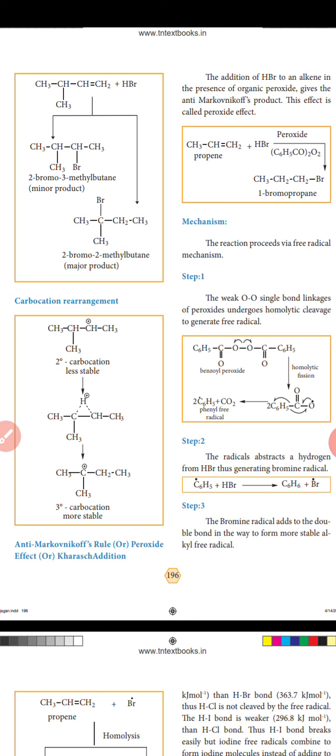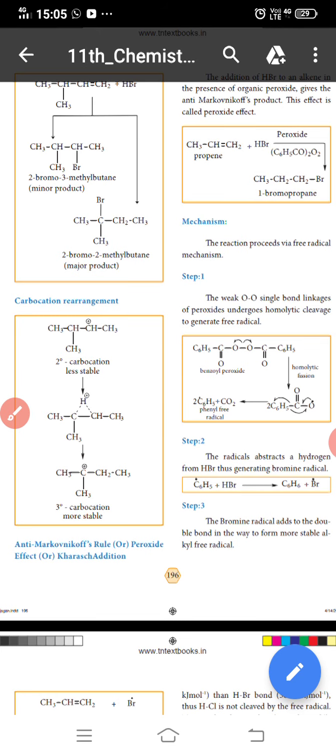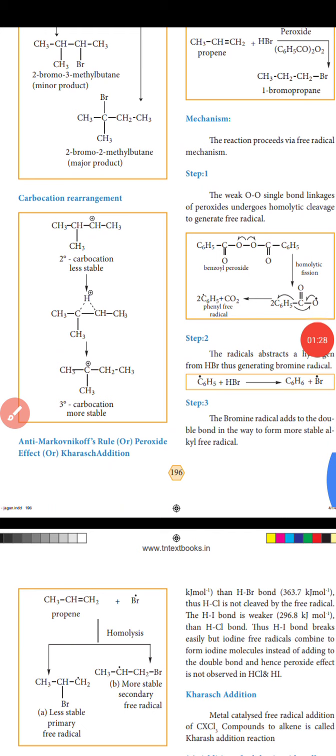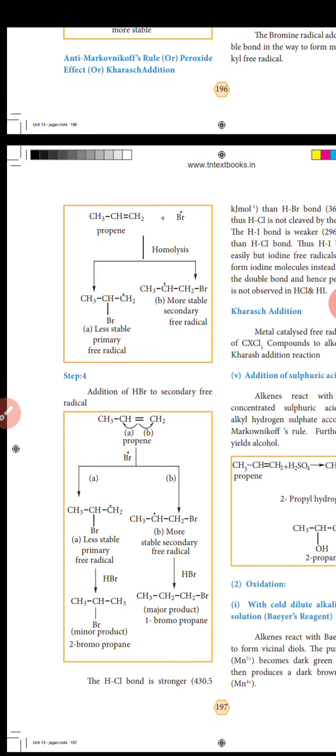The phenyl free radicals, C6H5, two molecules of C6H5 radicals, give another product, carbon dioxide. Step 2: the radical abstracts the hydrogen from hydrogen bromide, thus generating a bromine radical. So C6H5 radical reacts with hydrogen bromide, benzene is formed, and the other product is the bromine radical.